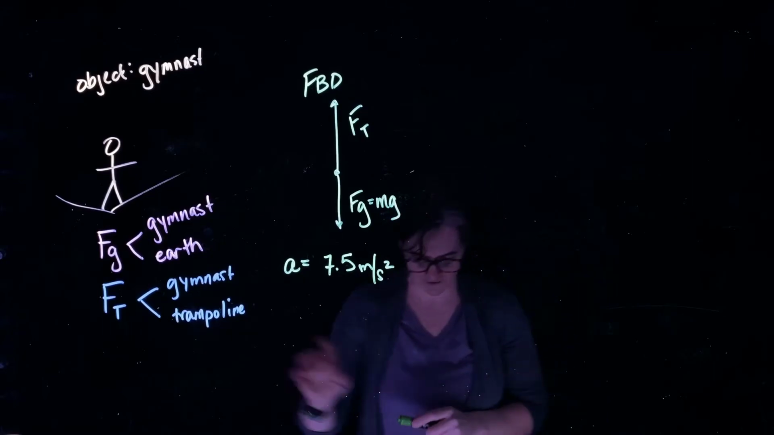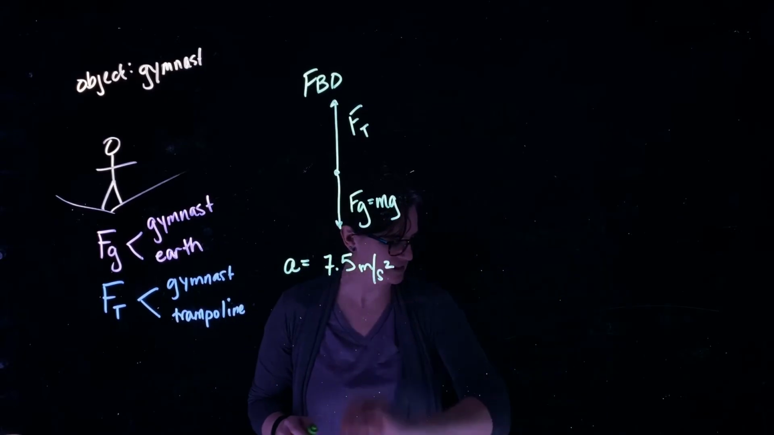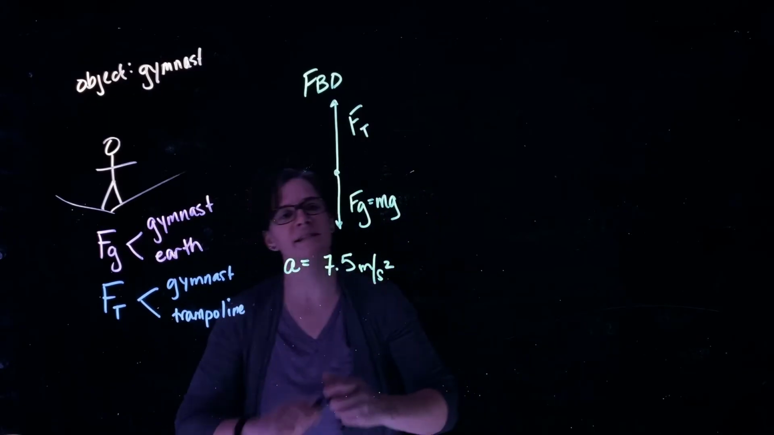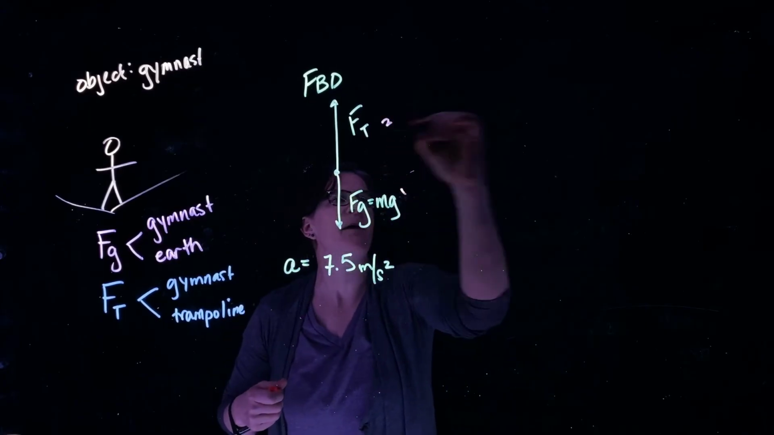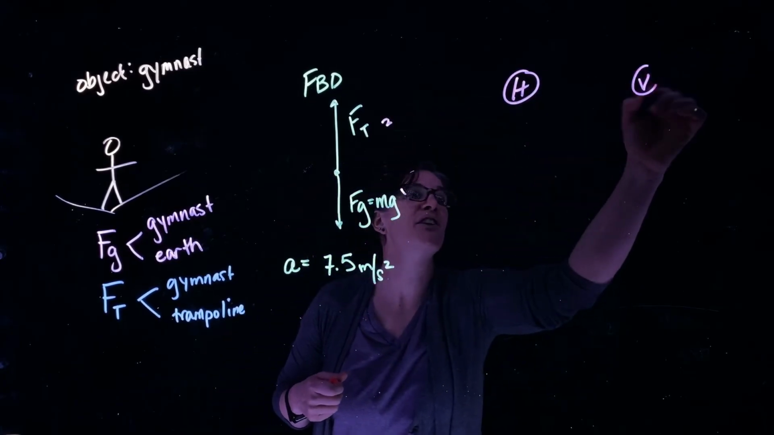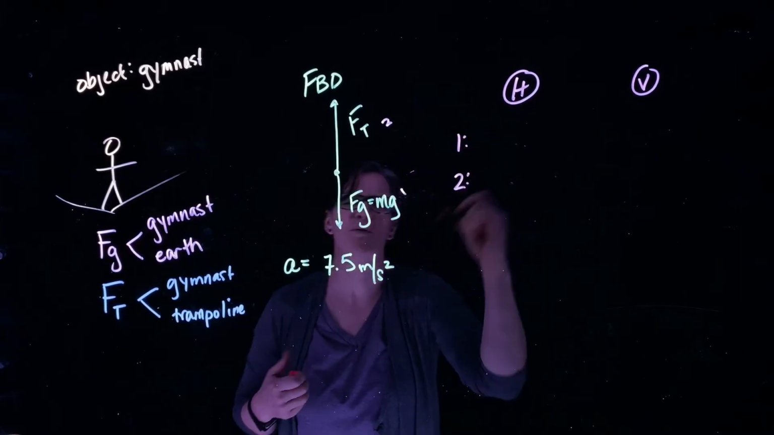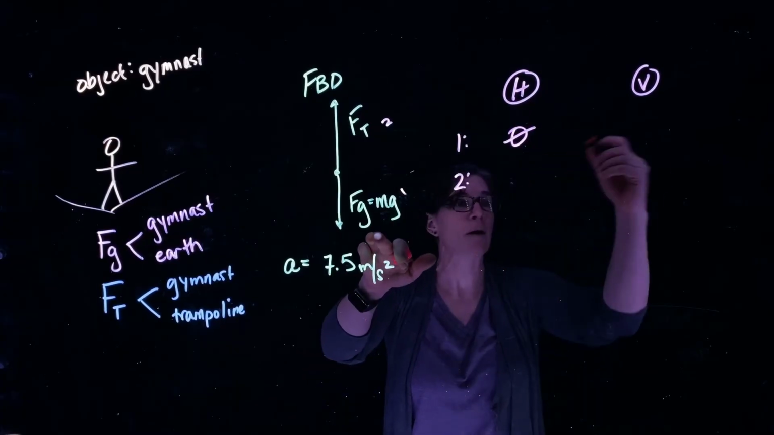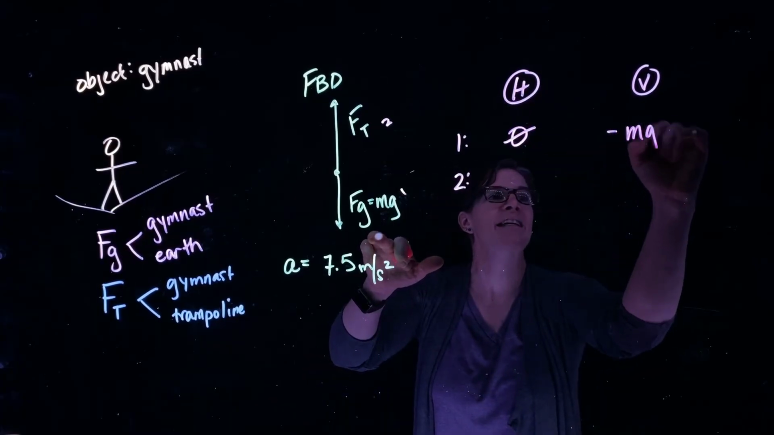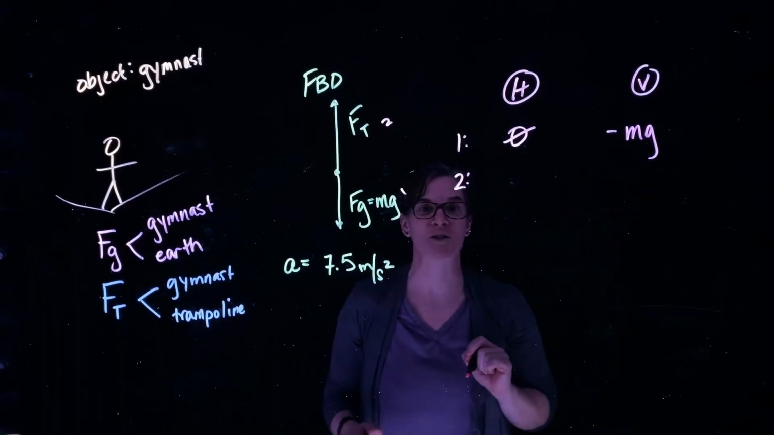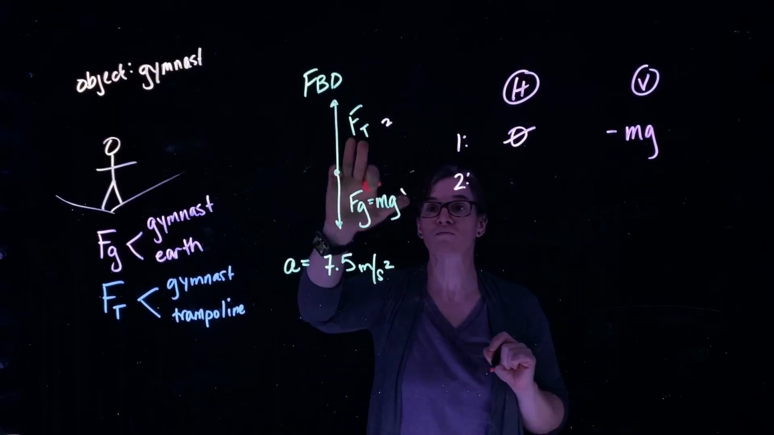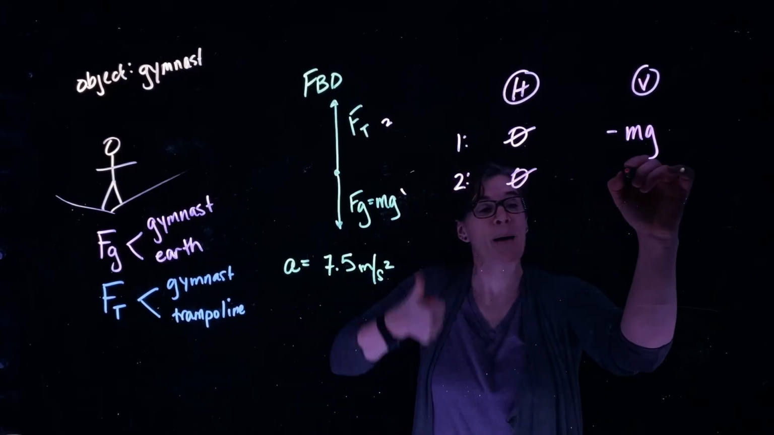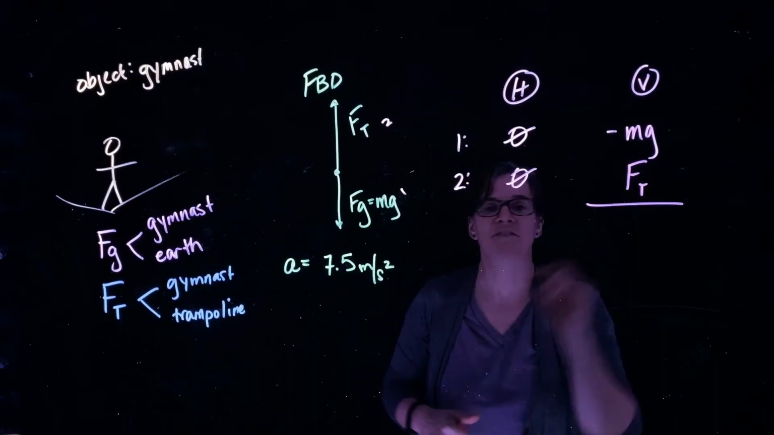Okay, so we're trying to figure out the force that the trampoline exerts on the gymnast. So we have our two forces, force 1 and 2, and we're going to look at both the horizontal and vertical components of those forces. Well, force 1, there's nothing horizontal. It's pointing in the downward direction, so we have a minus. I'm going to be explicit about that direction, external to my magnitude. Force number 2, also nothing horizontal. And it's positive, so we have the force of the trampoline.